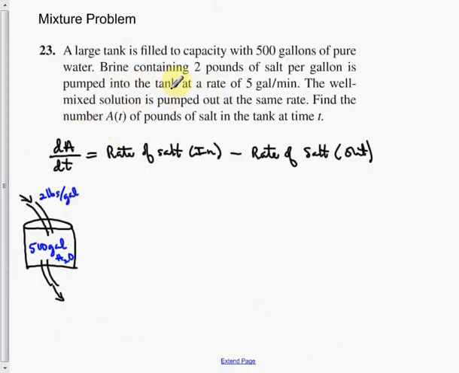It says it's pumped into the tank at a rate. So the rate in, let's say R sub 1, is 5 gallons per minute. The well-mixed solution is pumped out at the same rate. So here, R sub 2 is equal to this 5 gallons per minute. Now let's look at the rate in versus the rate that's coming out.